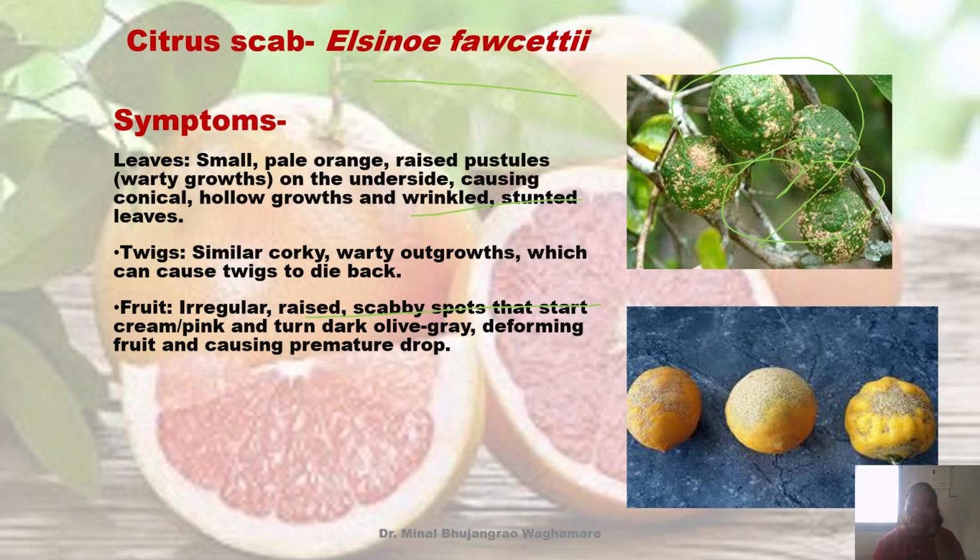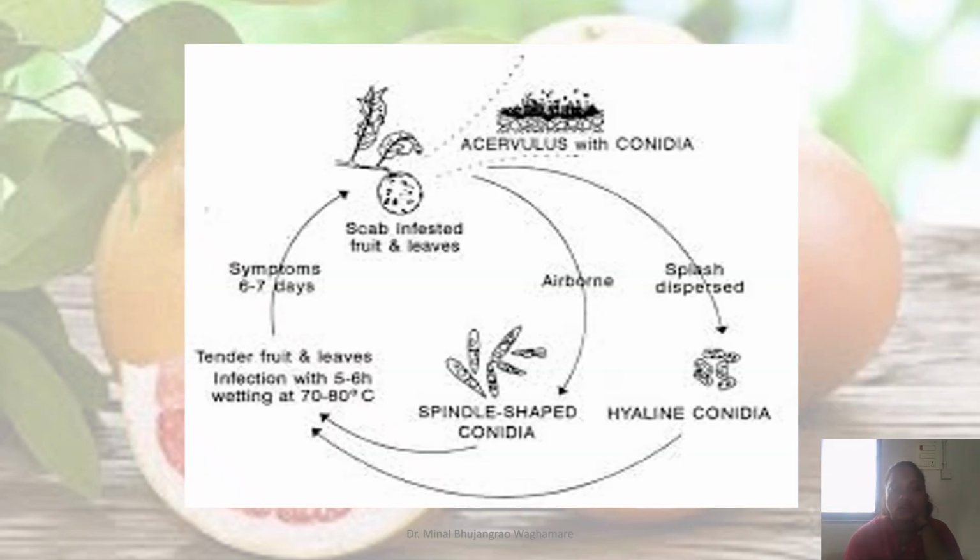In the twig also we again find such pustules and vertical outgrowth which lead to the dieback appearance of the plant. So we can find that secondary infection is led by the conidia which are produced inside the fruiting structure, that is acervulus.